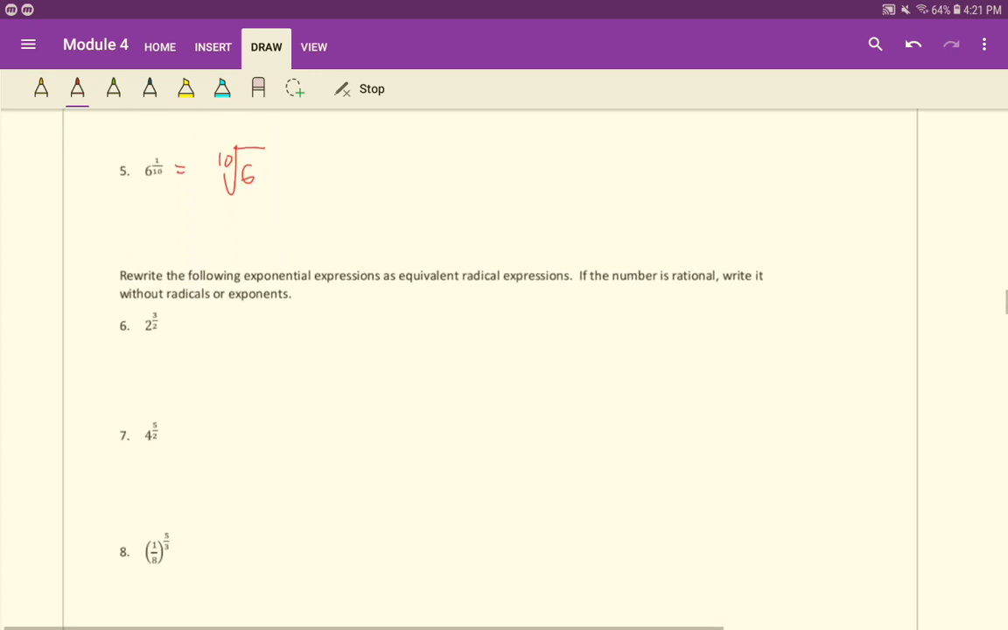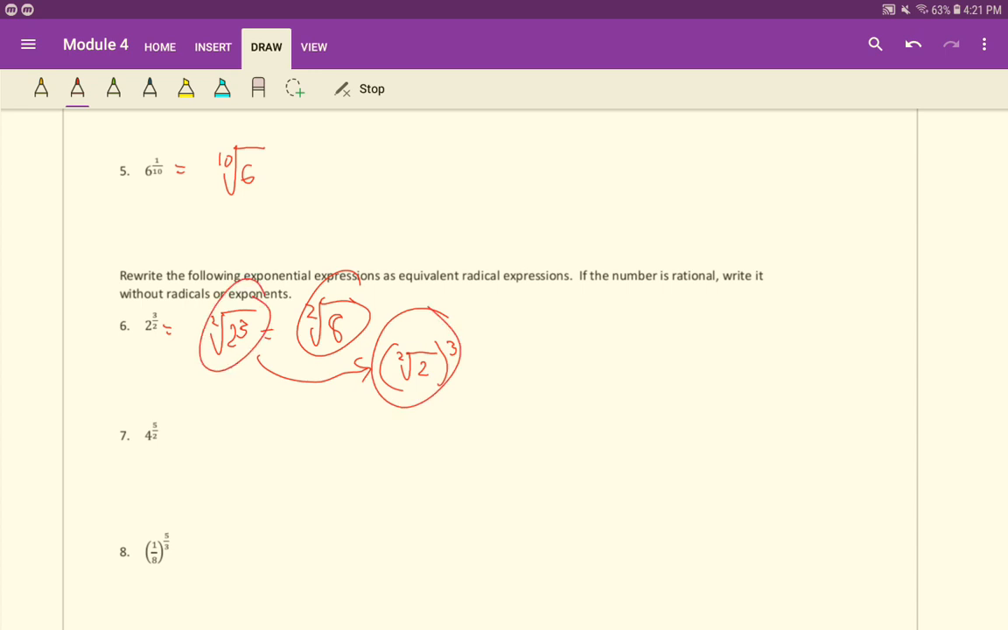Okay. These next ones we're going to again rewrite as equivalent radical expressions. We're going to use our radical symbols there. If the number is rational, write it without radicals or exponents. Okay, so 2 to the 3/2. In this case, our denominator is 2, so we're going to have a square root. We have an exponent of 3, so it'll be 2 to the 3rd, like that. If you want to, you could further simplify it and say 8, because 2 to the 3rd is 8. Or you could also write this as the square root of 2 cubed. That's also acceptable too. So any of these are acceptable.